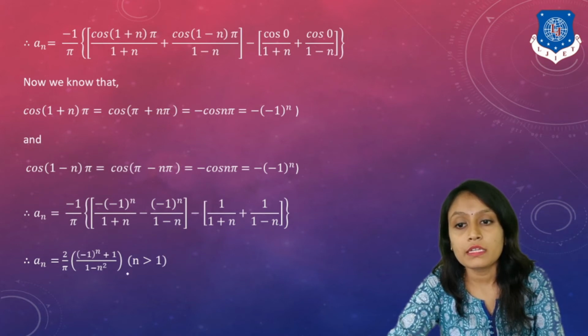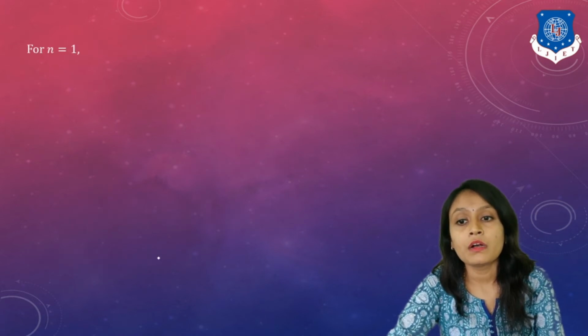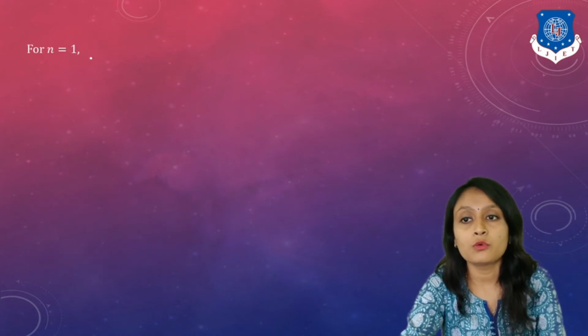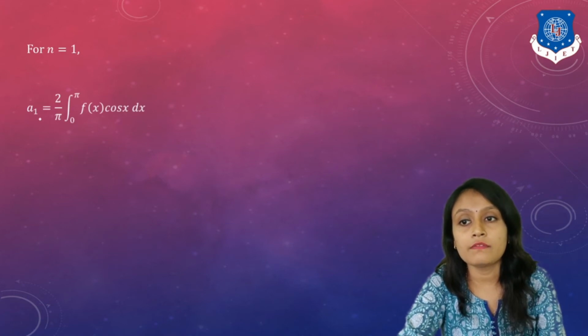Now, here it is specifically written that n is greater than 1. Why? Because if you substitute n equals 1 here, the denominator will be 0, so it will become undefined, right? So we will solve for n equal to 1 separately. So we will solve a1.